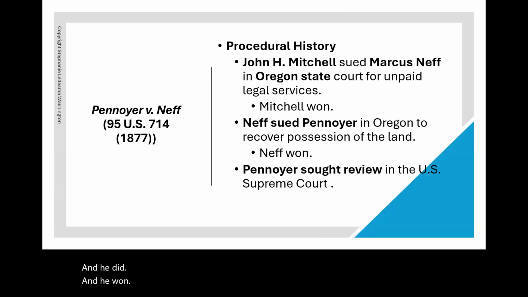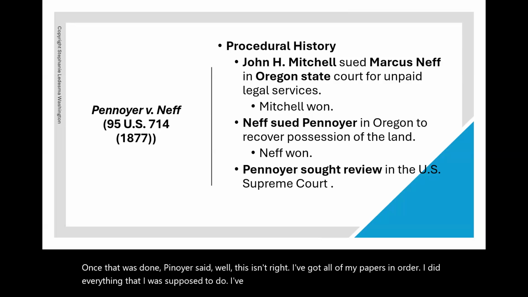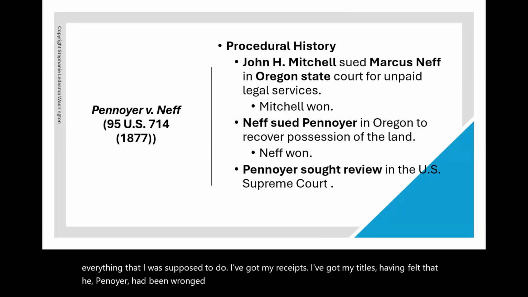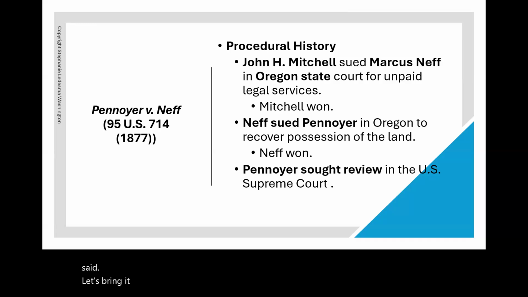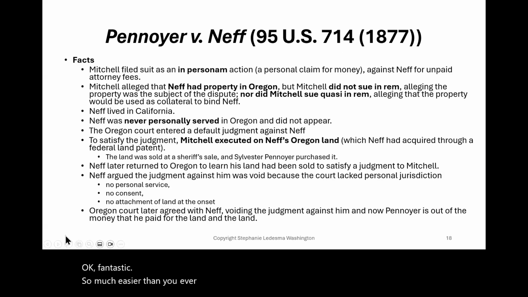Once that was done, Pennoyer said, well, this isn't right. I've got all of my papers in order. I did everything that I was supposed to do. I've got my receipts. I've got my titles. Having felt that he, Pennoyer, had been wronged, Pennoyer sought review, and the United States Supreme Court said, let's bring it up. And that's how we get Pennoyer as the appellant versus Neff as the appellee. Okay? Fantastic. See, so much easier than you ever thought this was.